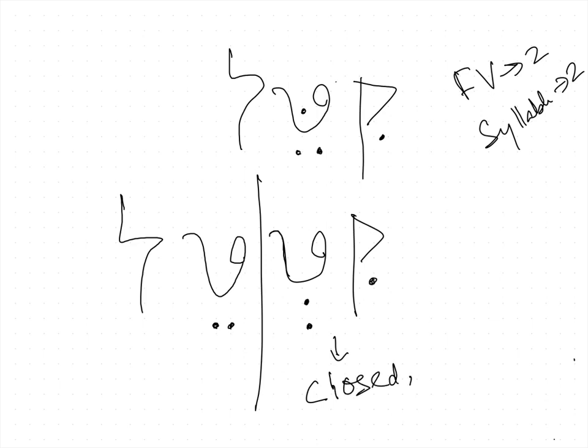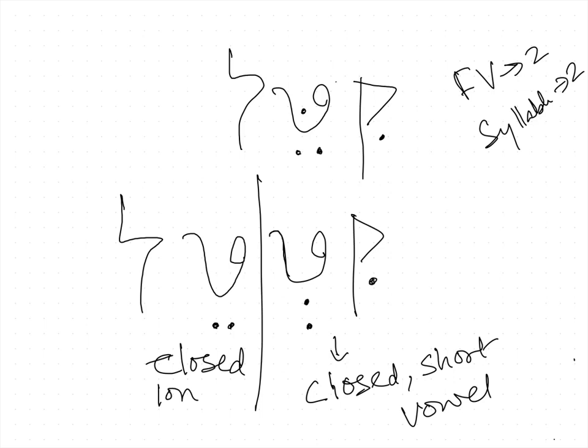And this is a hireq. This is a closed. Hireq is a short vowel. And in this case, it is a tsere, and it's ending with a lamed, and therefore this is ending with a consonant. So this is again a closed. Tsere is a long vowel.